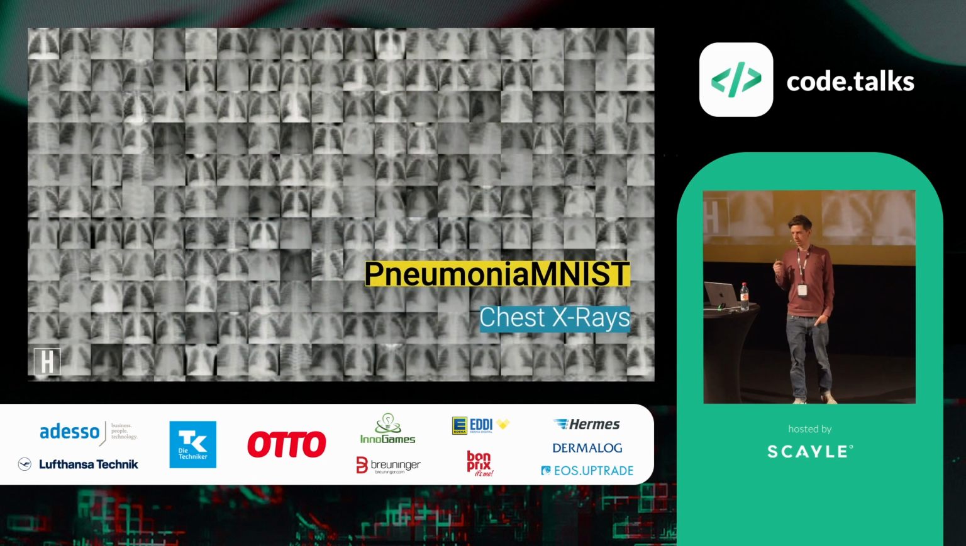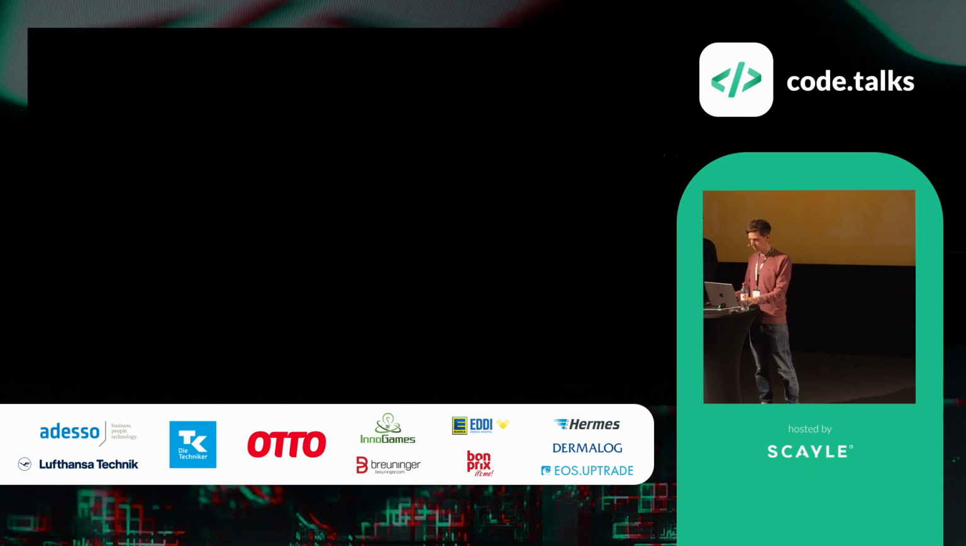For our example use case, I used PneumoniaMNIST, which is a data set of around 6,000 chest X-rays that are labeled with pneumonia or not. So let's dig deeper into code.